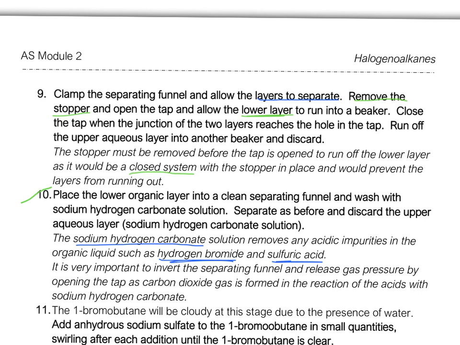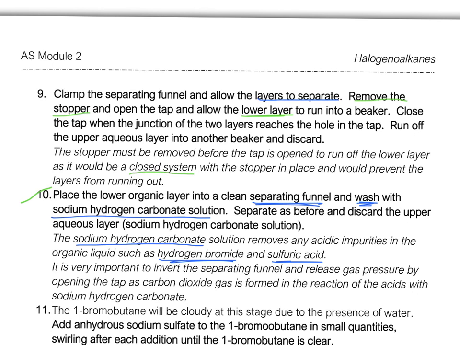Again, we do this in the same way by placing it into a clean separating funnel. We don't want to add it into the old separating funnel and get our impurities from the last step. Add our sodium hydrogen carbonate. Just a little note on that: this wash idea doesn't mean wash like with soap. It just means add your sodium hydrogen carbonate and mix it thoroughly with your organic layer. What you're trying to do is wash out your acidic impurities.